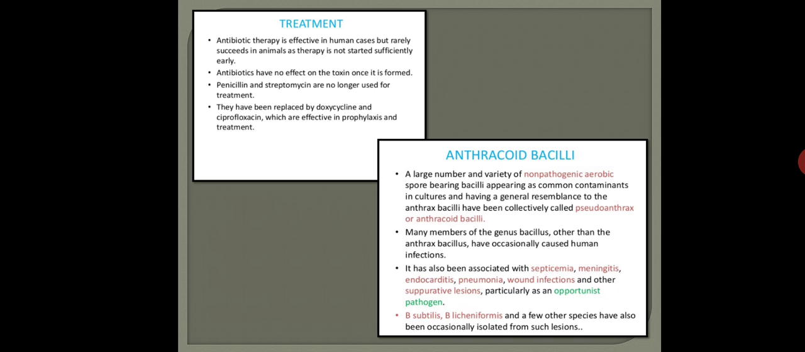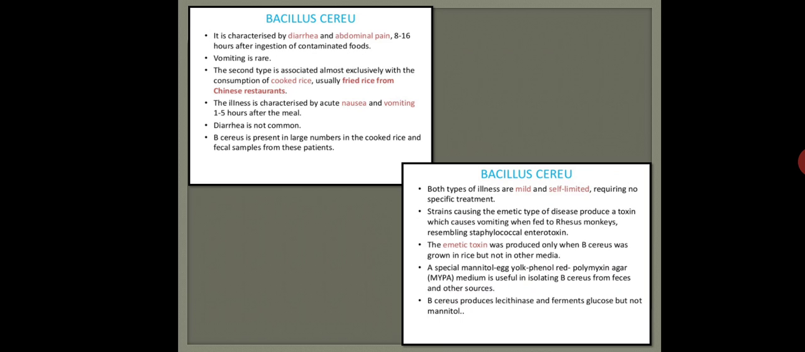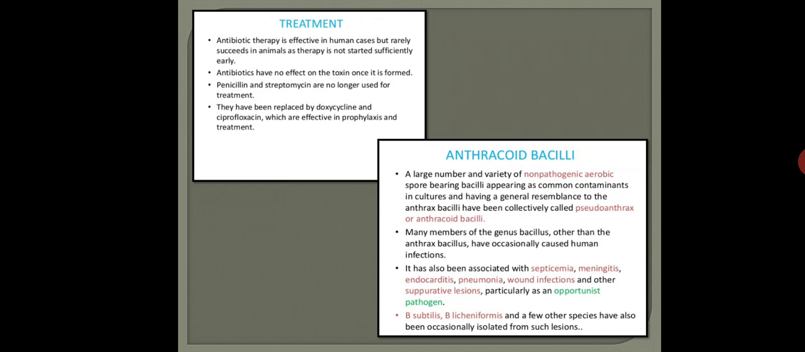Now apart from this, there are different types of species like anthracoid bacilli, Bacillus cereus and Bacillus cereus. These are different species under Bacillus, but our main focus is Bacillus anthracis. In the syllabus just Bacillus anthracis is there. But let me tell you about these species also.